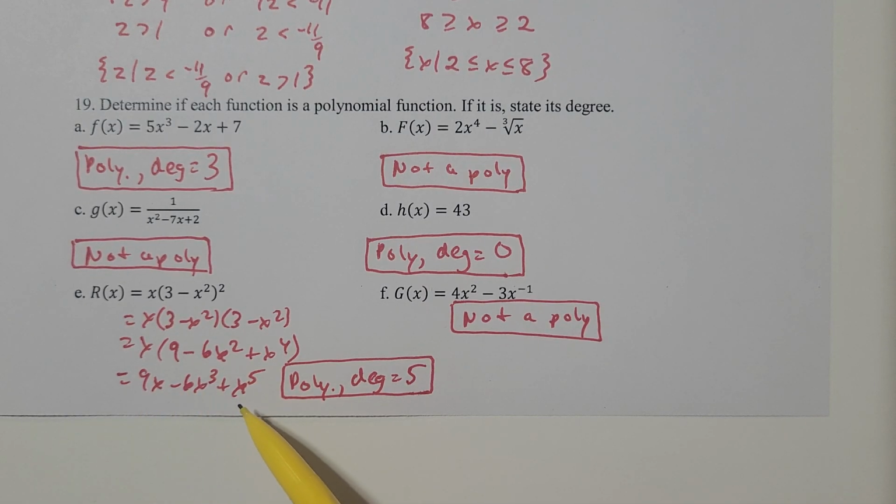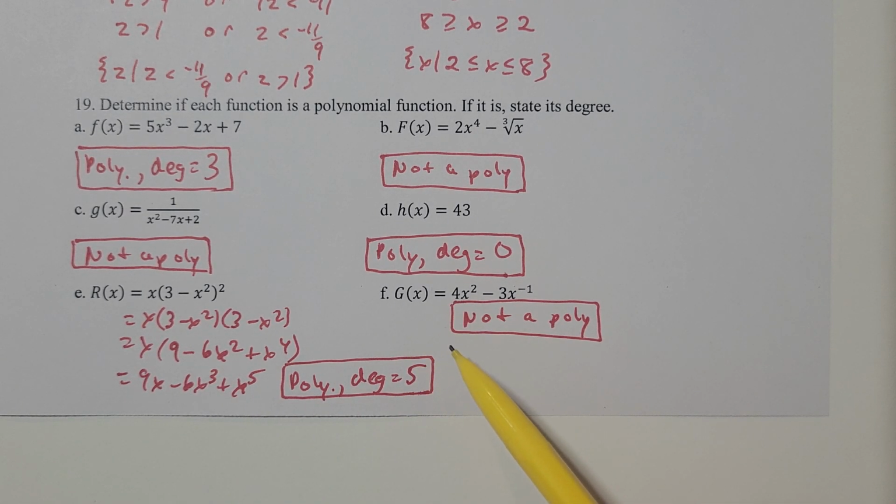Okay, I'm adding up a bunch of stuff. And every single value in front of each term is a real number, right? 9, negative 6, and 1. Those are real numbers, right? And every single power of x is a whole number. 5, 3, and 1. Those are whole numbers. Okay, so this is a polynomial function, and this would be a degree 5 polynomial. Okay, again, the degree is always the largest power of x that we see.